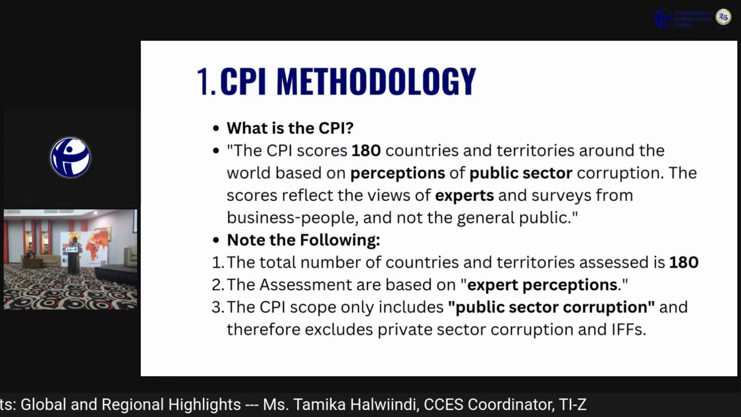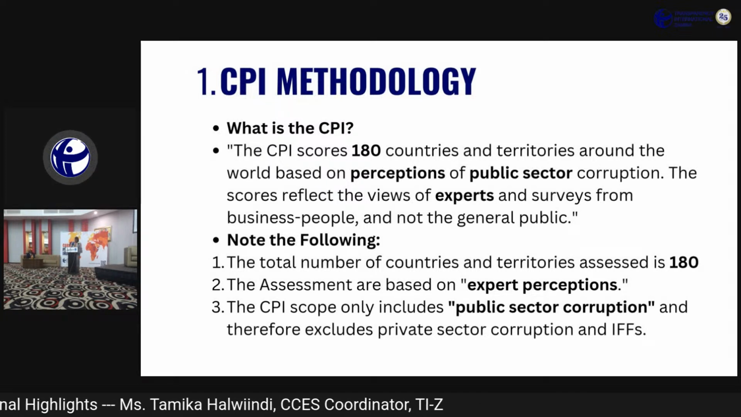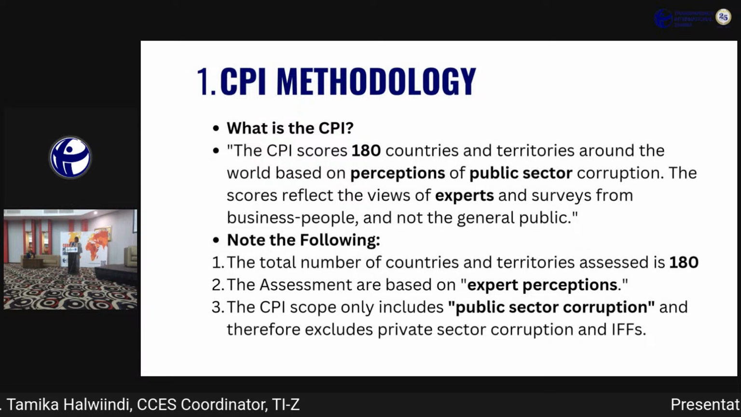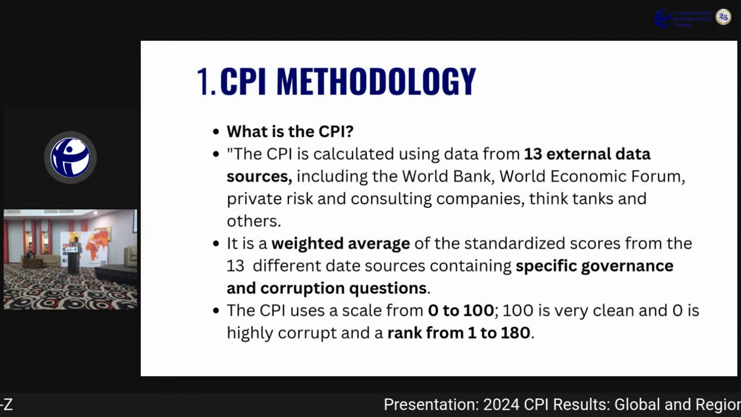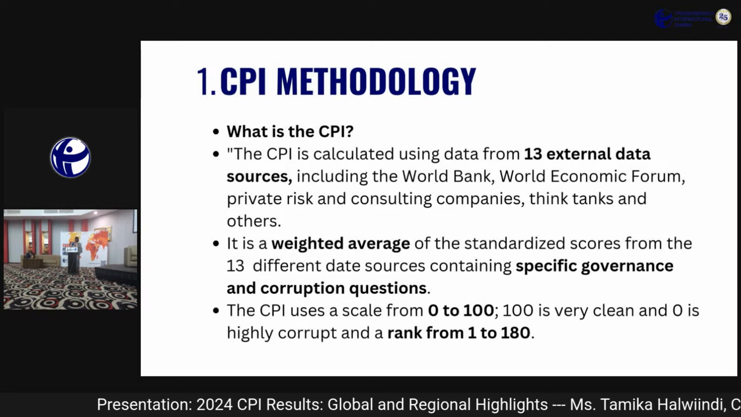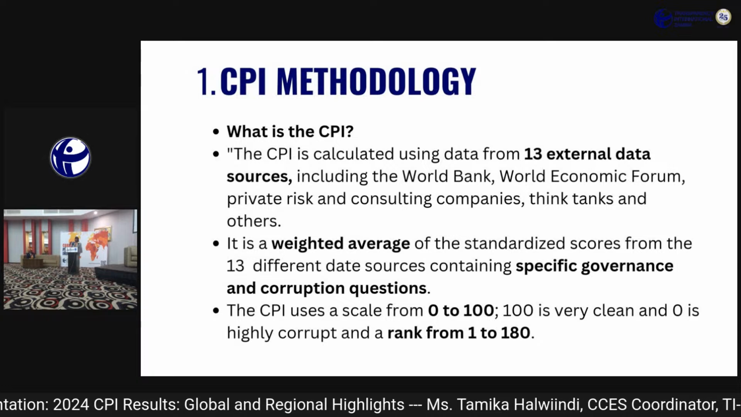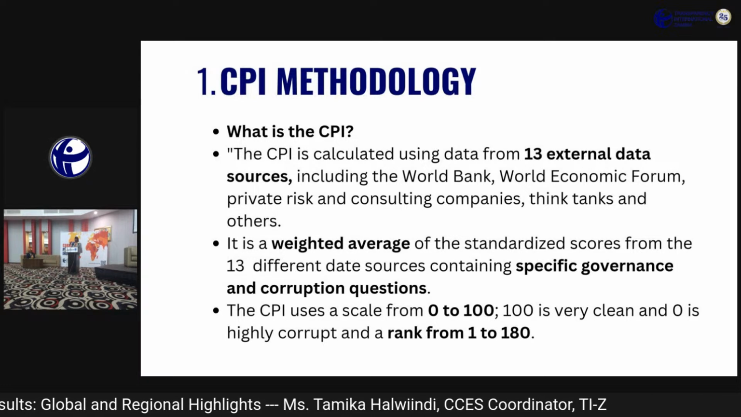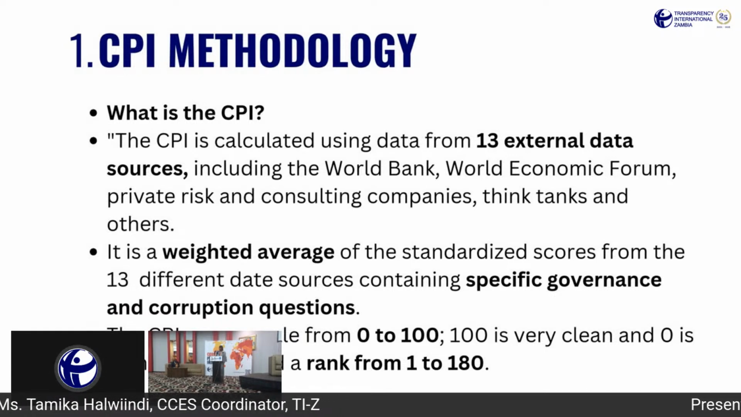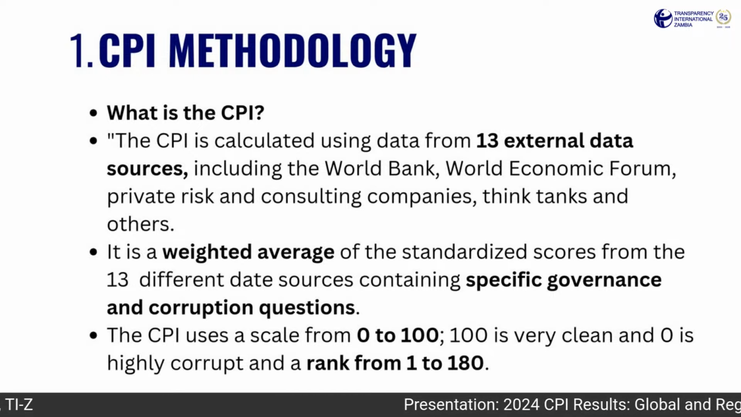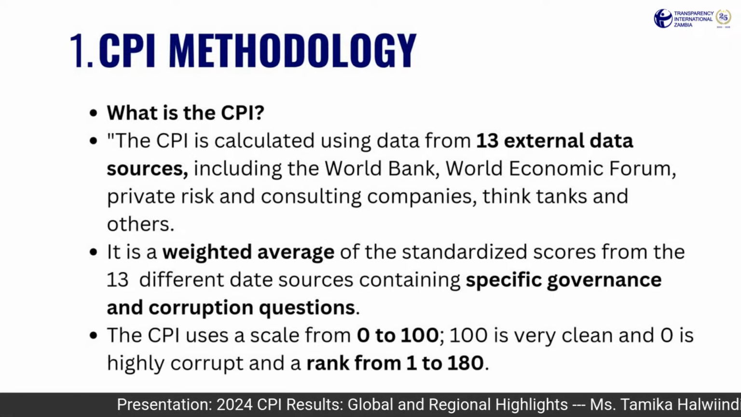Still on the methodology, the CPI is calculated using data from 30 external data sources, including the World Bank, World Economic Forum, and others. These institutions have their own ways and methodologies of assessing issues to do with governance and related to corruption. So what Transparency International does is obtain these scores and surveys, and standardize them to make them measurable based on the Corruption Perceptions Index.